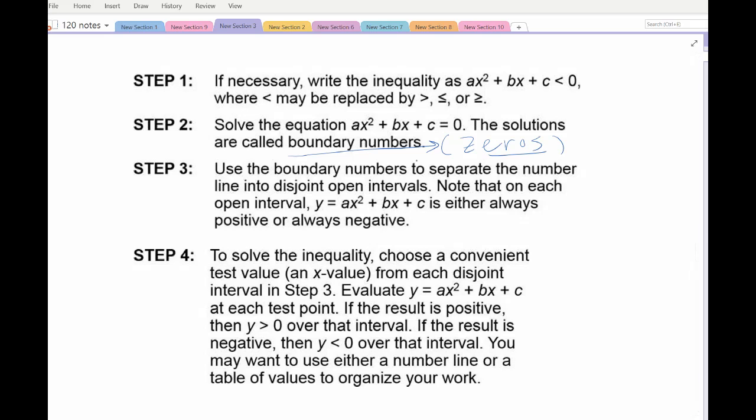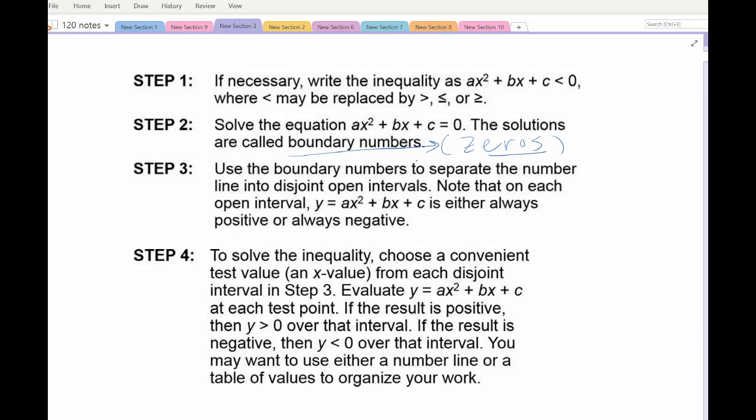Those are your boundaries. Between the zeros is where your function is either going to be positive or negative. Between each of those boundaries, separated by your zeros, it's either always positive or always negative. And that's what we're going to test for: when is it positive or negative? So step 4 is to do that.